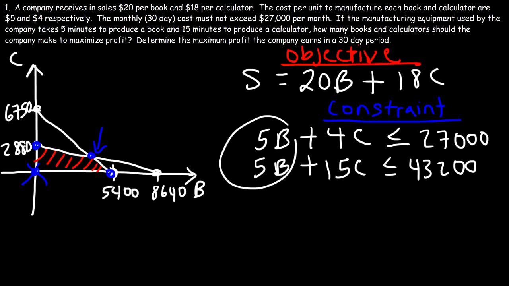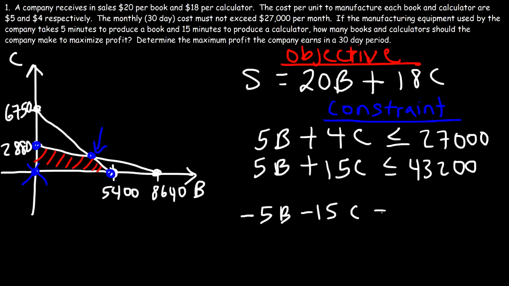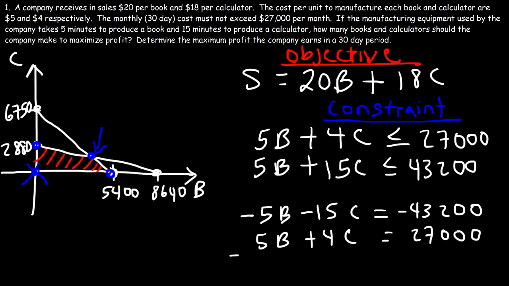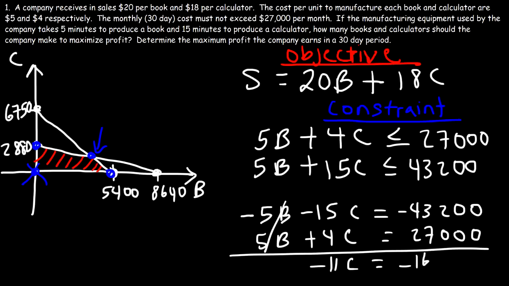Now, notice that both of these are 5b. So the best thing we could do is subtract. I'm going to multiply the second equation by -1. So it's going to be -5b minus 15c equals -43,200. I'm not going to worry about the inequalities for now, but they're still there. So let's add these 2 equations. These will cancel. -15 plus 4 is -11. And then -43,200 plus 27,000, that's -16,200. And then we need to divide both sides by -11.